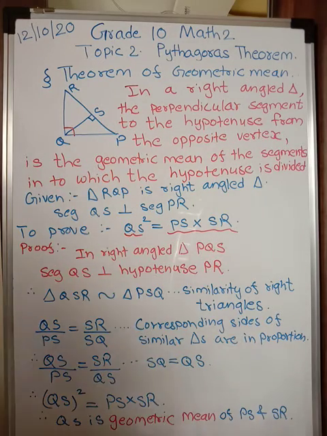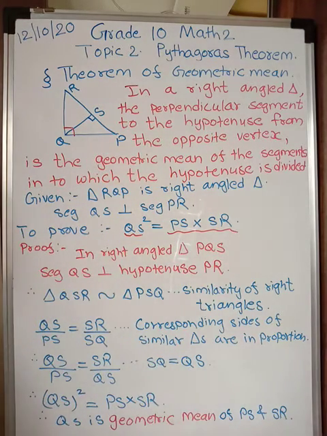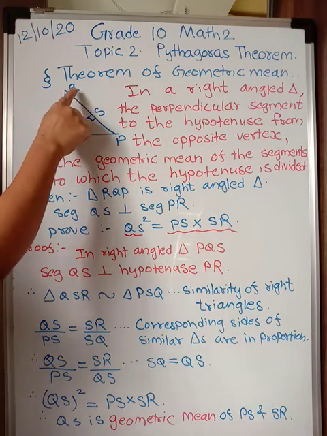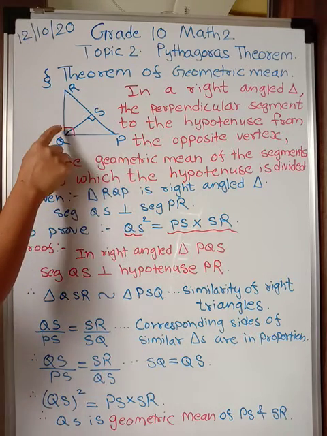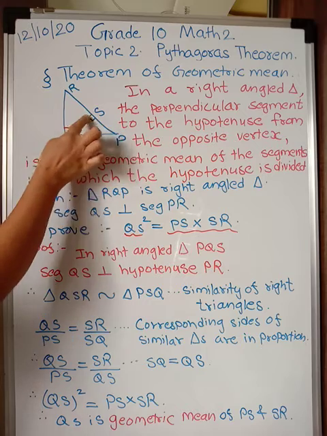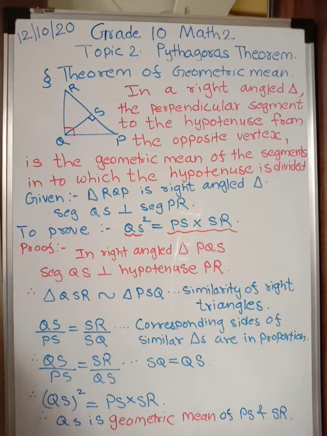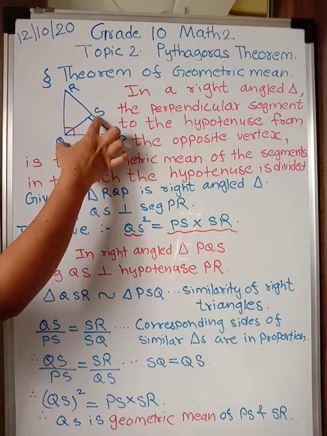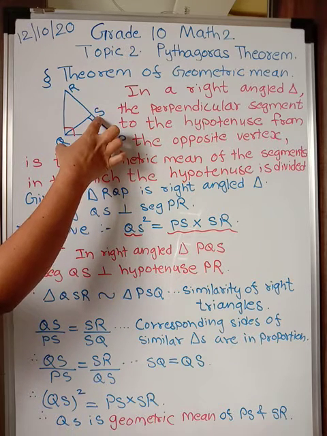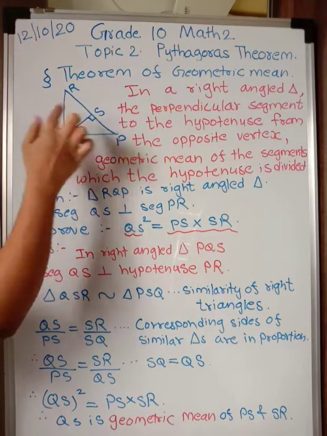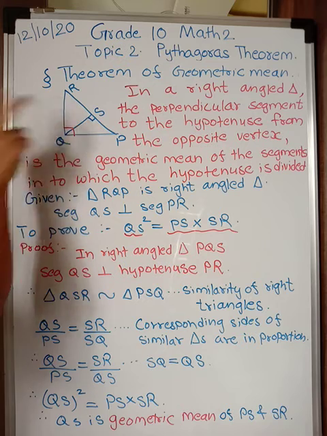Now let's say second theorem, that is theorem of geometric mean. Now first of all, what do you mean by geometric mean? For example, in this triangle, that is RQP, angle Q is 90 degree. Now QS is again perpendicular, which is drawn at hypotenuse PR. Now if QS square is equal to RS into SP, then we say that QS is geometric mean of these two segments.